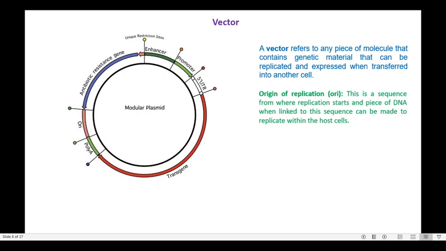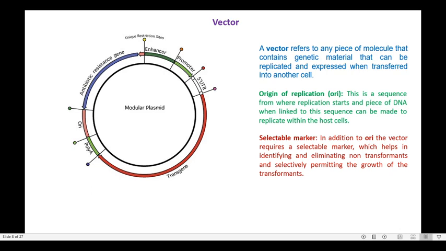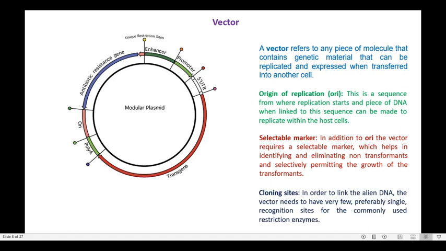So apart from the origin of replication, it should have a selectable marker, which helps in identifying and eliminating non-transformants and selectively permitting the growth of the transformants. Normally, it is some antibiotic resistance gene. Then it should have multiple cloning sites. These are restriction sites where we can cut and insert our transgene or gene of interest.